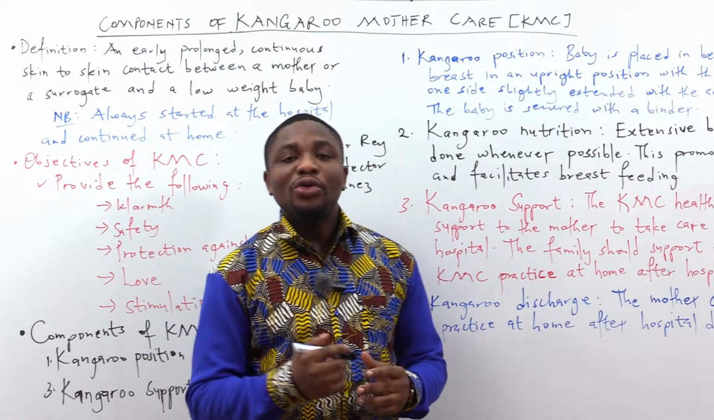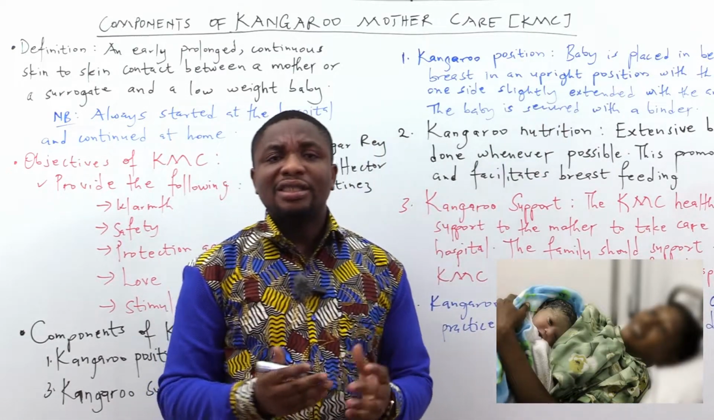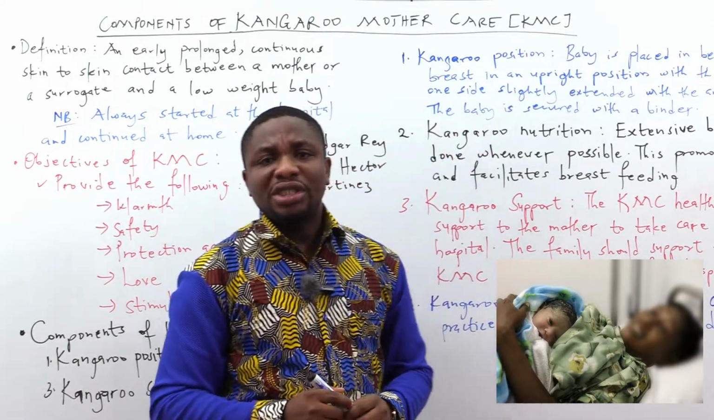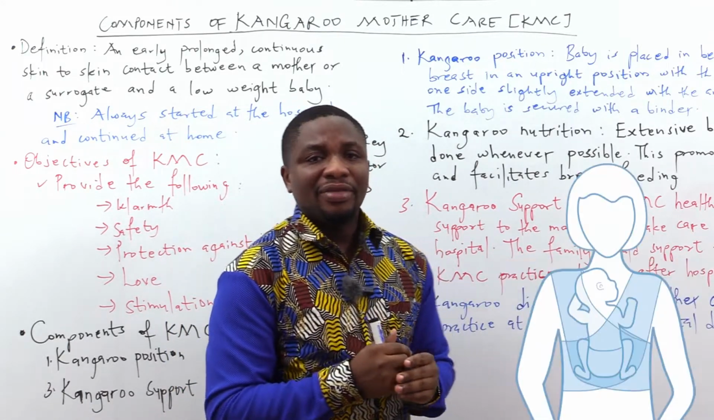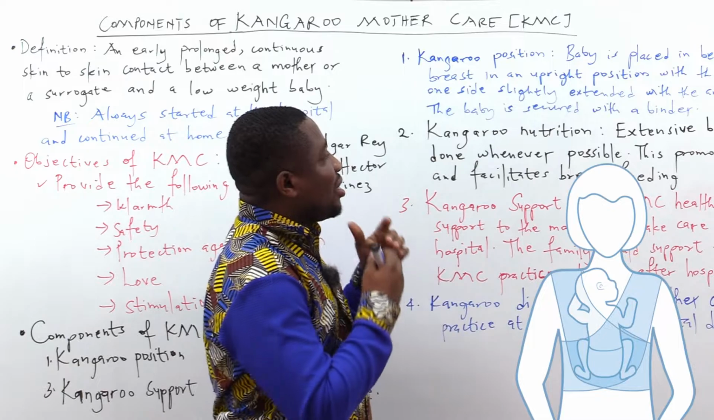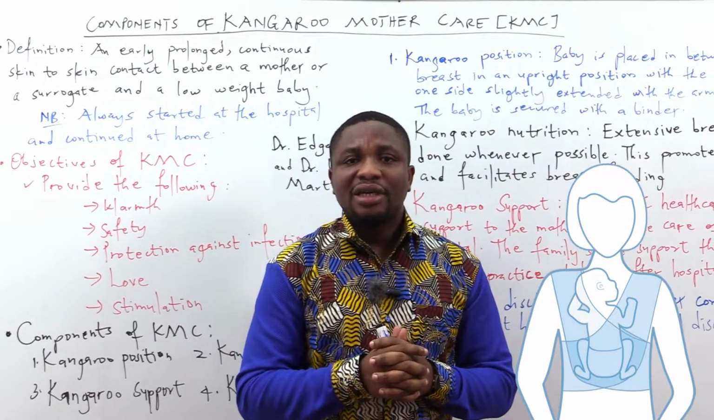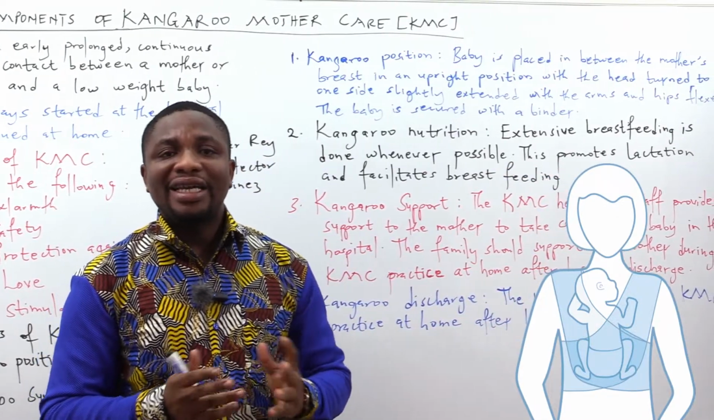When we say kangaroo position, simply the baby is placed in between the mother's breast in an upright position with the head turned to one side, slightly extended, with the arms and the hips flexed. And finally, the baby is secured with a binder.